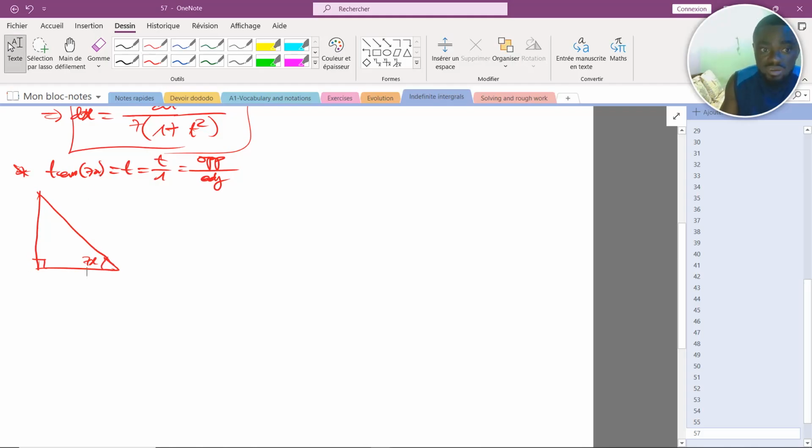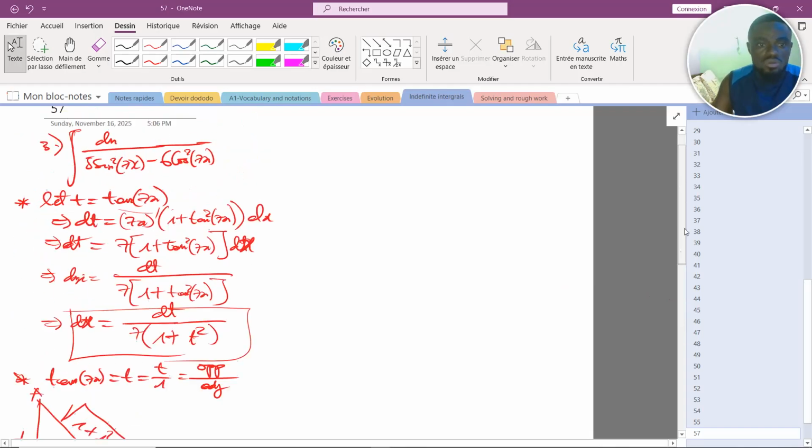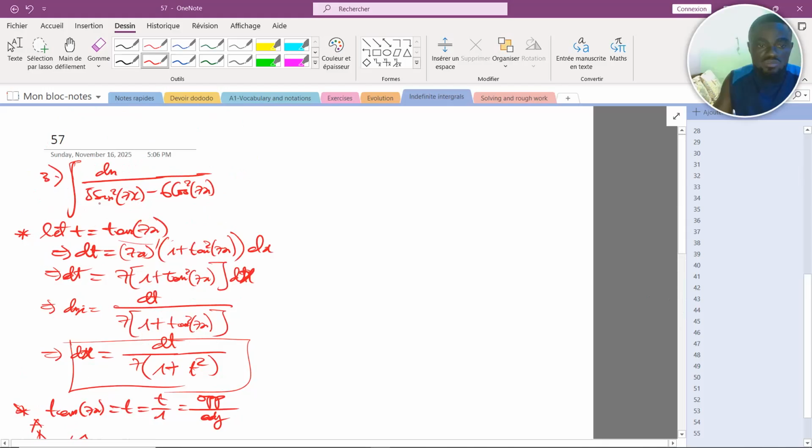It is the angle of tan that I'm taking. My angle is 7x. What's the side that's opposite to 7x? It is this side. So the t, that's the opposite, will come here, and naturally 1 will be here. And we're going to have 1 plus t square under a square root here, according to Pythagoras theorem. So this is triangle ABC.